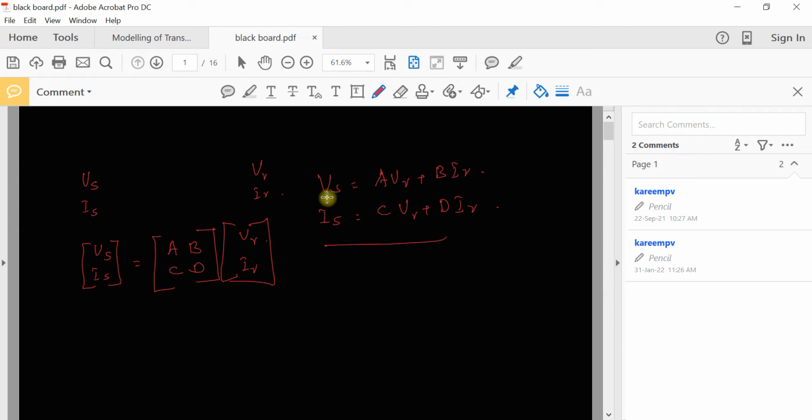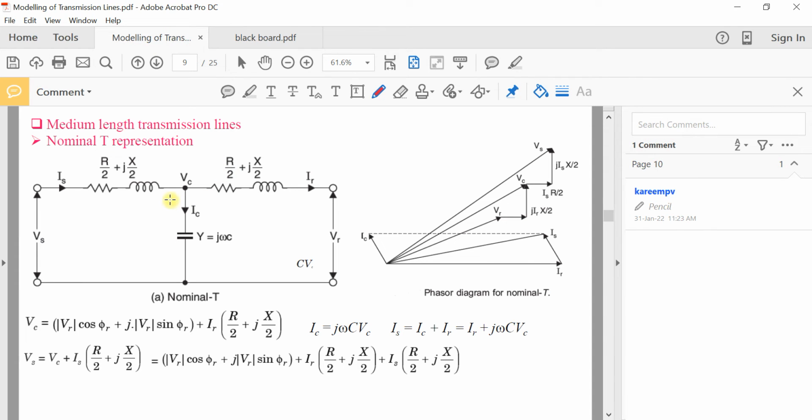So first we have to express Vs in terms of Vr and Ir. Then from there you can evaluate the ABCD parameters. Now let us see how we can write Vs in terms of Vr and Ir. For that we have to refer to the equivalent circuit here. This is the equivalent circuit.